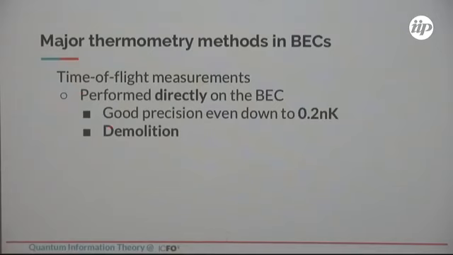So these kinds of measurements could be performed directly on the BEC, which has good precision, even down to a fraction of a nanokelvin. These are the records of low temperatures in the lab of Ketterle. The problem is that these kinds of measurements are destructive, because you open the trap, and in the end of the day, you don't have your BEC.